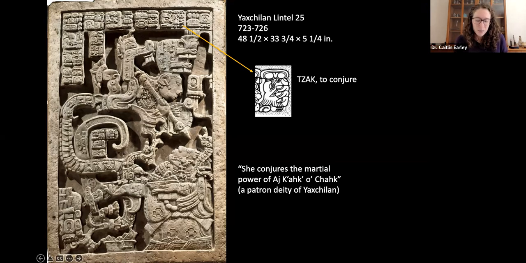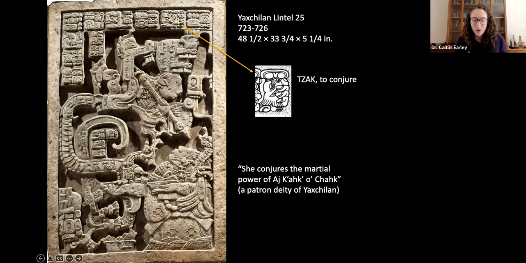And here, I think the political context is really important. These lintels are some of the first works of art to appear at Yaxchilán in a little over 100 years. We know stuff was happening at Yaxchilán in that 150 year period. We know people were living there.